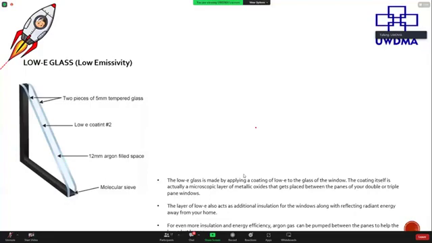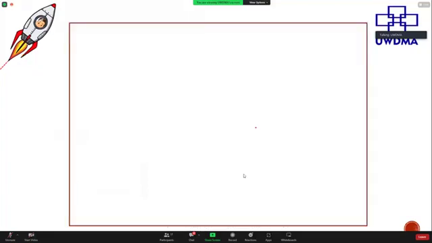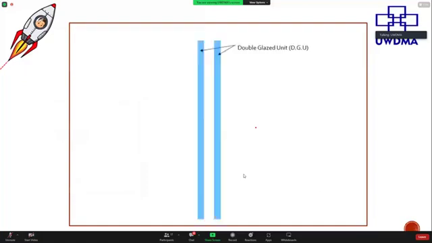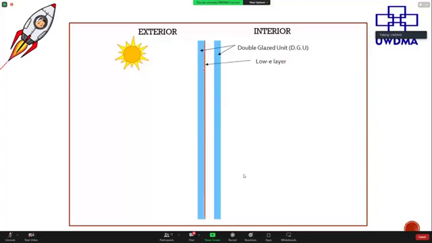So now let's talk about low E glass, that is low emissivity glass. It is mainly used for heat reduction. When you don't want heat to enter your house, it is very much recommended. Let's see how it works. It is also a kind of double glazed glass. So this is the exterior and this is the interior. It is a DGU unit: outer glass, inner glass.